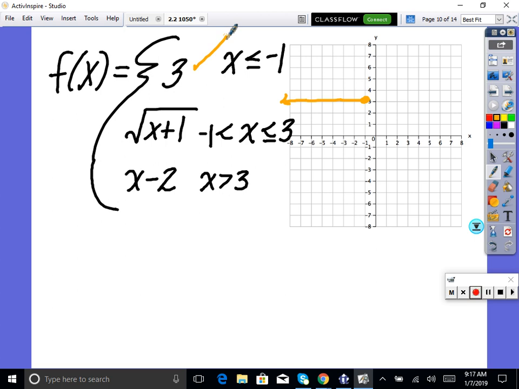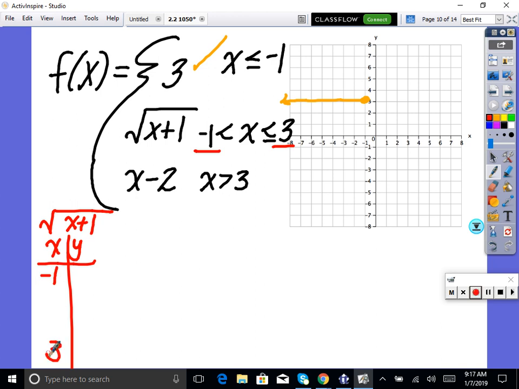Alright, let's do the square root of x plus 1. Let's do an xy chart. We already actually know what points we need to plot. Doesn't it tell you to go from -1 up to 3? So -1 is our starting point, 3 is our ending point. And then you can do some points in between: -1, 0, 1, and 2.